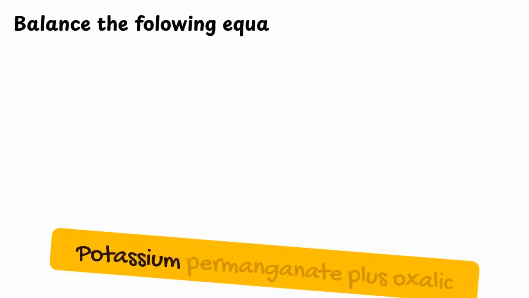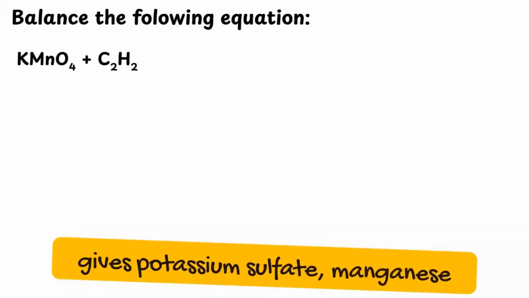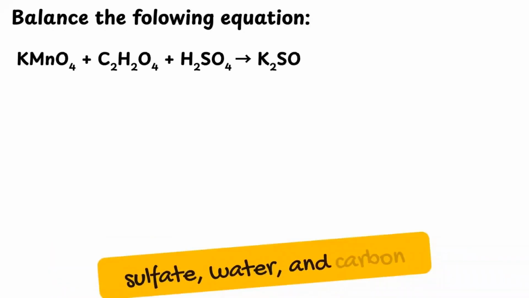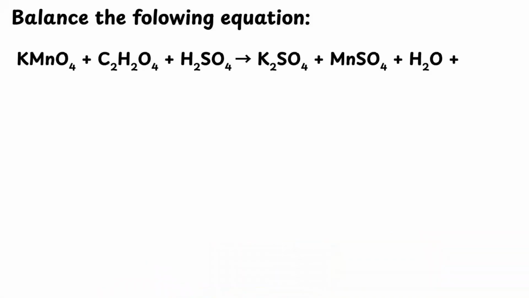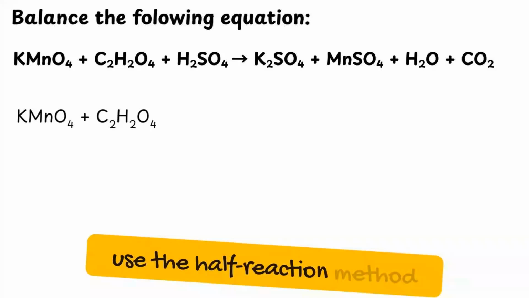Today we are balancing this redox reaction. Potassium permanganate plus oxalic acid plus sulfuric acid gives potassium sulfate, manganese sulfate, water, and carbon dioxide. This is an acidic redox reaction, so we use the half reaction method.